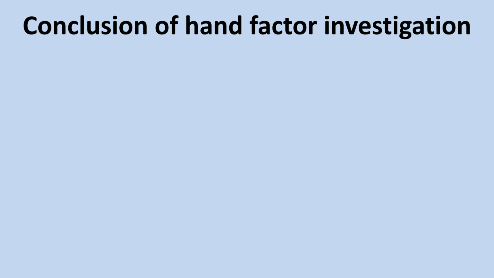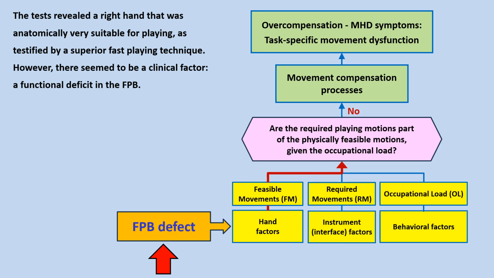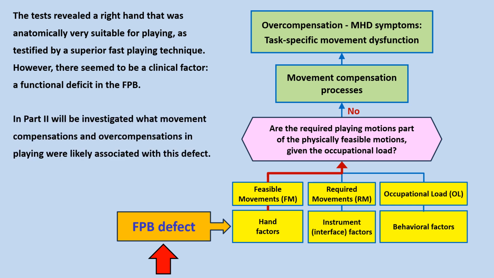Conclusion of hand factor investigation. The test revealed a right hand that was anatomically very suitable for playing, as testified by a superior fast playing technique. However, there seemed to be a clinical factor, a functional deficit in the flexor pollicis brevis. In part 2, it will be investigated what movement compensations and overcompensations in playing were likely associated with this defect.